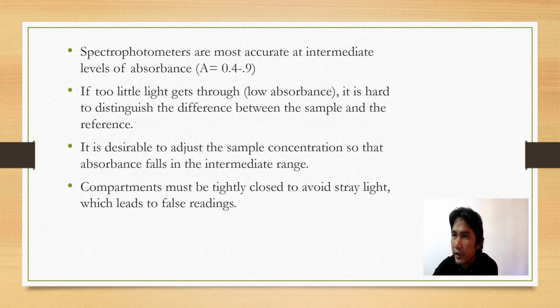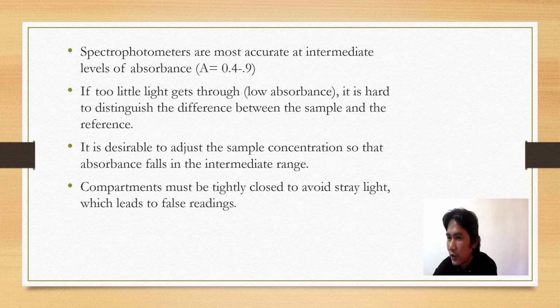Spectrophotometers are most accurate at an intermediate level of absorbance. Say for example, the range is 0.4 to 0.9. And of course, you don't prepare a solution that is too concentrated, otherwise the light could not penetrate. And it's also not advisable to prepare a solution that is very dilute. If too little light gets through, that's low absorbance, it's hard to distinguish the difference between the sample and the reference. Okay? It is desirable to adjust the sample concentration so that absorbance falls within the intermediate range.